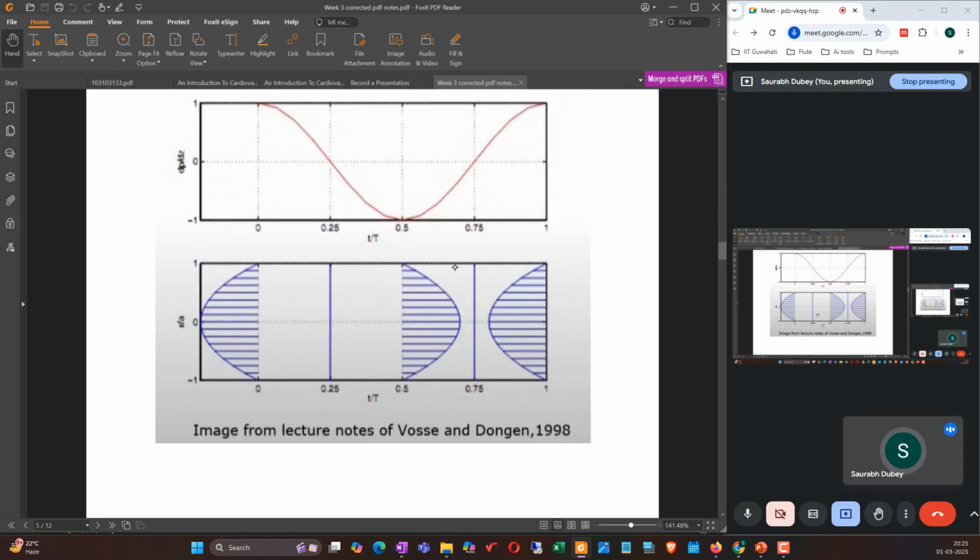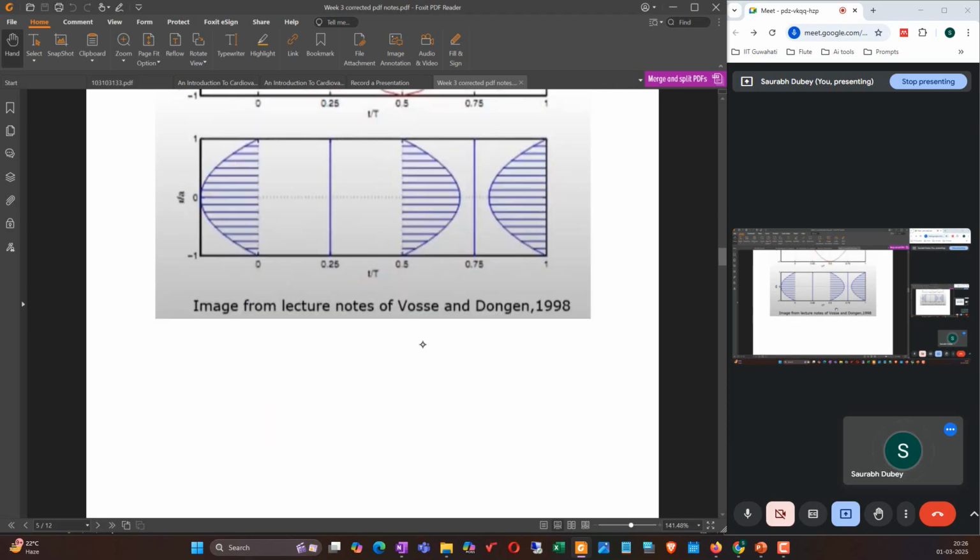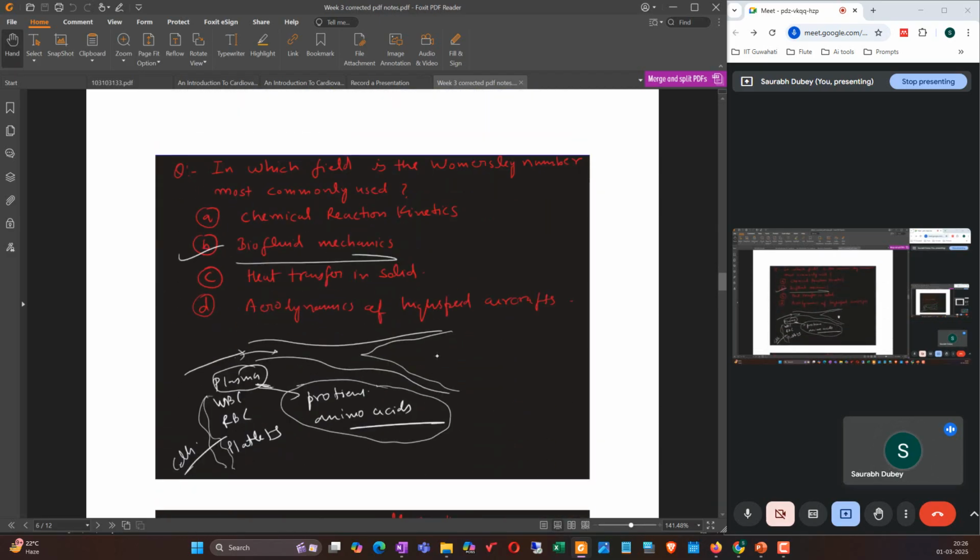So this was the solution for the lower alpha, Womersley number, where the viscous diffusion is very high. Okay, viscous diffusion, right? So if you see this, I will be looking at this: in which field is the Womersley number highest? This is very straightforward. You see this in arteries or veins. Here the plasma, WBC, RBC, platelets are going, right? And proteins, amino acids, everything is going.